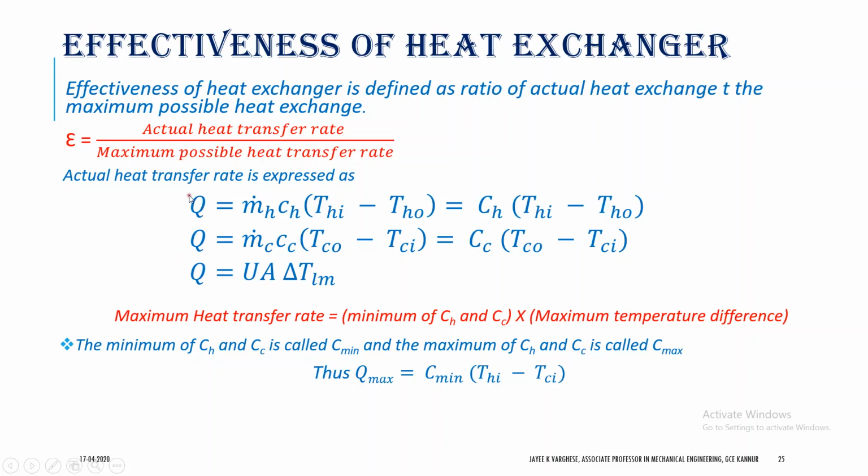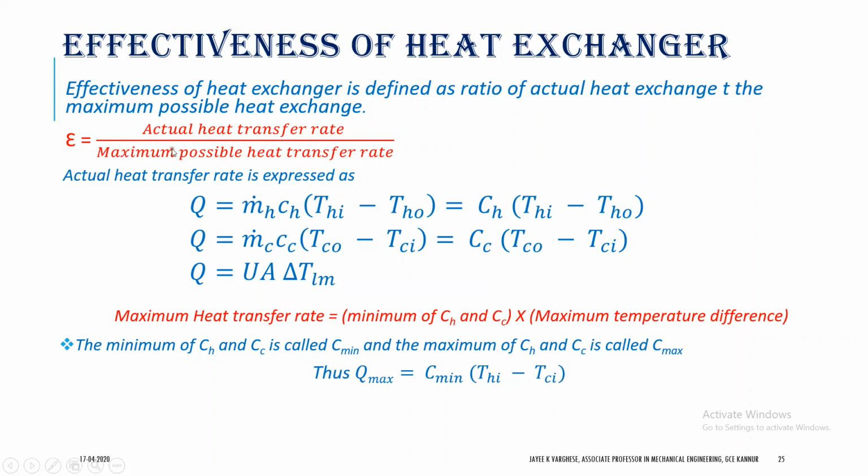In a heat exchanger, the actual heat transfer rate can be calculated by any of the three equations given here. So Q is equal to mh ch into thi minus tho, that is capital Ch into thi minus tho. If we know mass flow rate, specific heat, inlet and outlet temperatures of hot fluid, we can calculate this. Similarly, from this equation also we can calculate the actual heat transfer rate, and if all the parameters here are known, we can also calculate heat transfer rate using the convection equation.